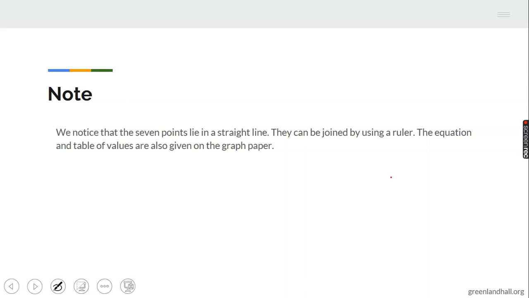Okay, we notice that the 7 points lie in a straight line. That is after drawing the graph, after plotting all those points. So that's what we observe. And please make sure you make use of your ruler and your pencil to draw those lines. It must be a very perfect straight line.